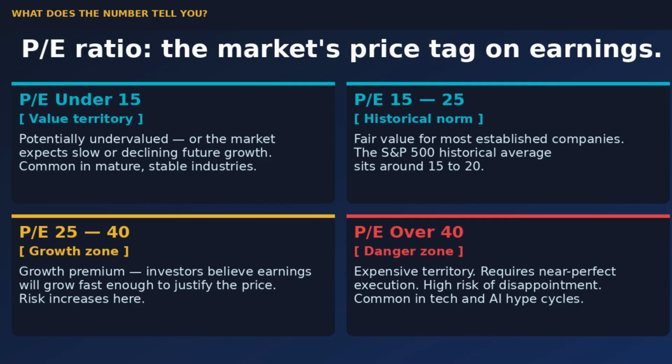This is where risk increases. A PE above 40 is expensive territory. It requires near-perfect execution from the company. If growth disappoints even slightly, the stock can drop sharply. This is common in high-growth technology and during market hype cycles.